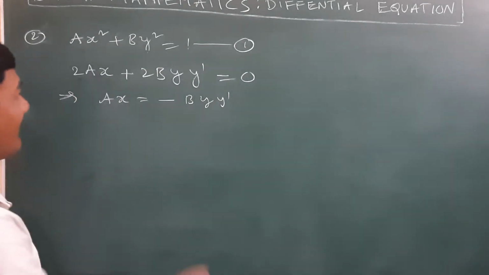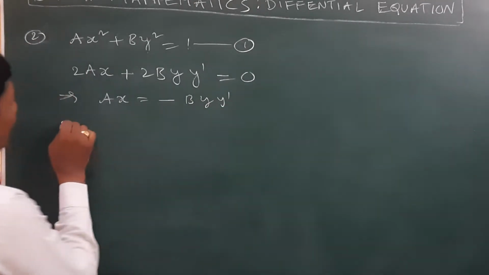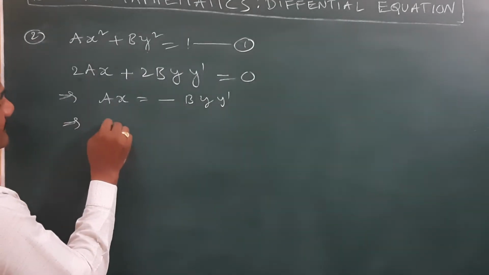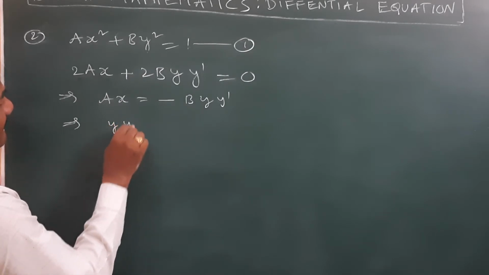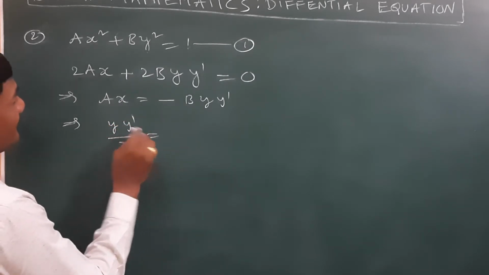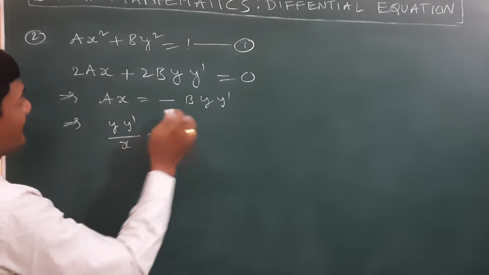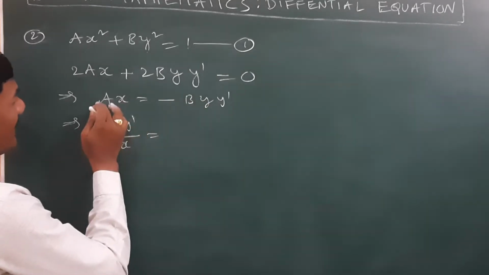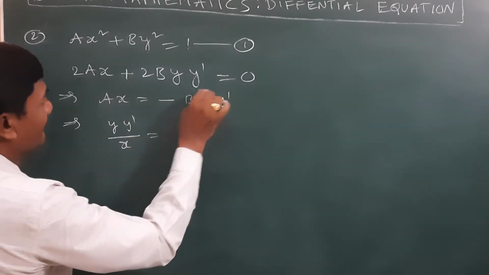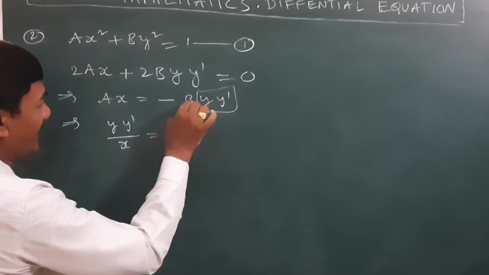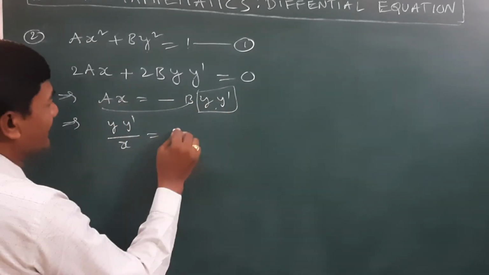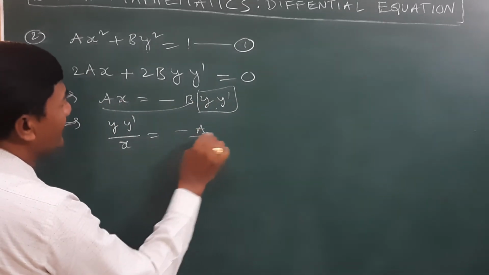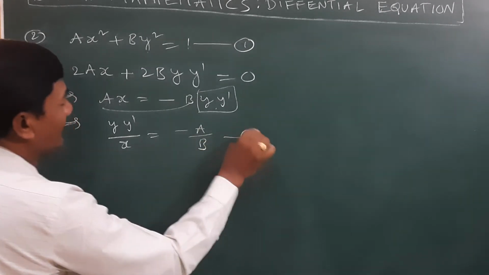So this is nothing but minus of b into y into y dash. This implies y dash by x is equal to, b taken to this side and x taken to this side, that means minus a by b only. This is equation 2 only.